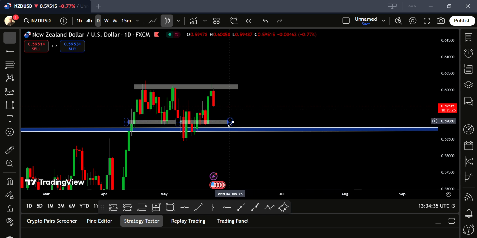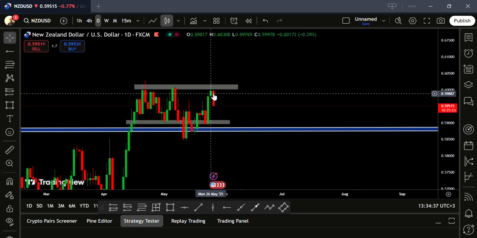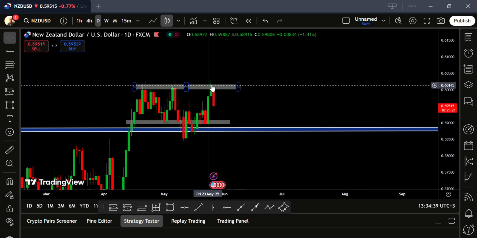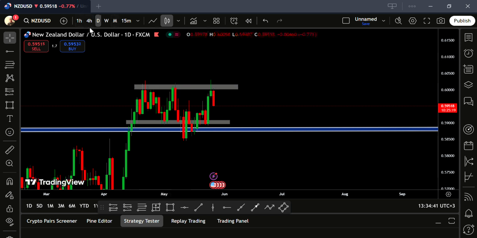So now, for example, price came here, this was Monday, and it showed a rejection here. So you drop down. Let me highlight it, let me put a line on Monday.